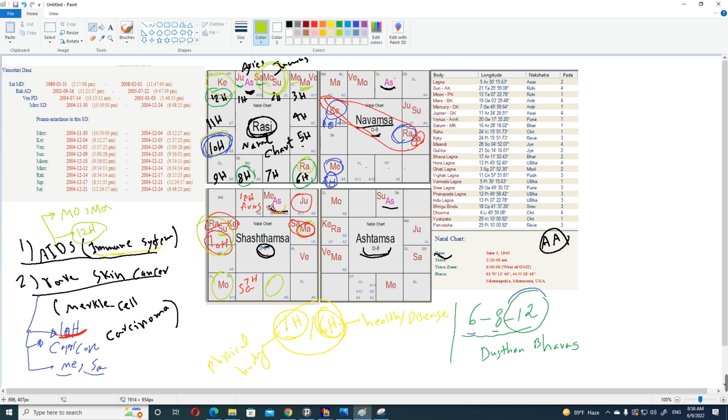Moreover, in D6, you can see that the rising ascendant is Taurus. The ruler of the 6th house is Venus, and Venus is placed in Leo, mutually aspecting the 10th house. Oh my God, again a very weak 10th house. No wonder that Saturn and the 10th house are weak, and then he had a rare skin cancer.